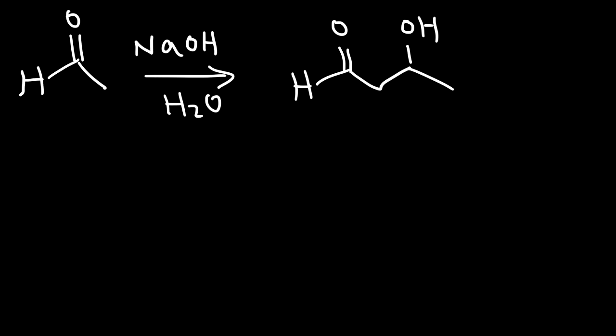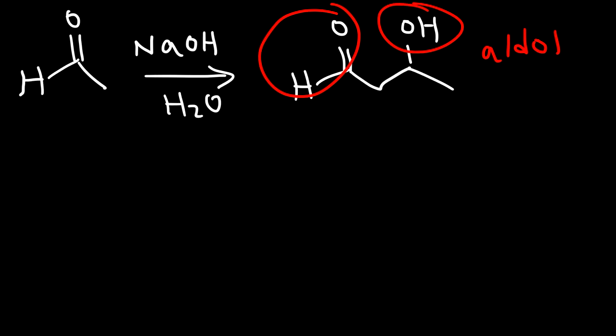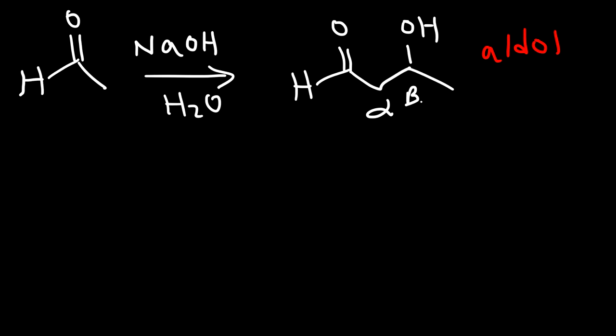As you can see, it consists of an aldehyde and an alcohol, and it makes sense that it's called an aldol product. So what we have here is a beta hydroxyaldehyde. The hydroxyl group, or the OH group, is on the beta carbon. But now let's go over the mechanism for this reaction.